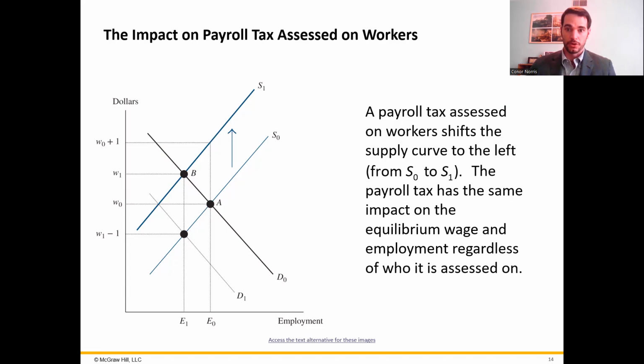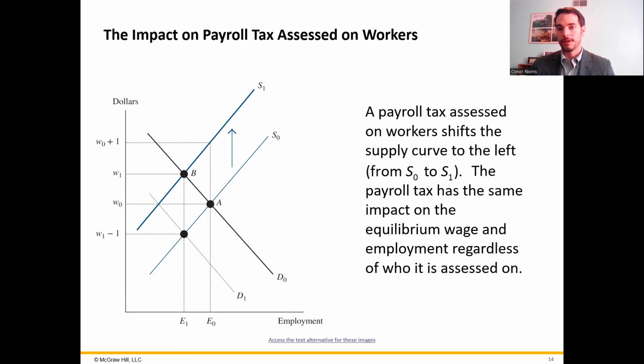If the tax is imposed on workers, it will shift the supply curve up and to the left, decreasing the supply. At this level of employment, workers will want wage W0. So now if they have to pay $1 out of their paycheck just to work, they'll have to receive W0 plus 1 in order to keep working. This creates a wedge between how much the workers are paid by the firm and how much they take home.